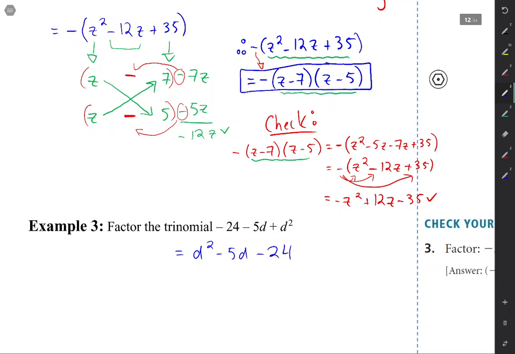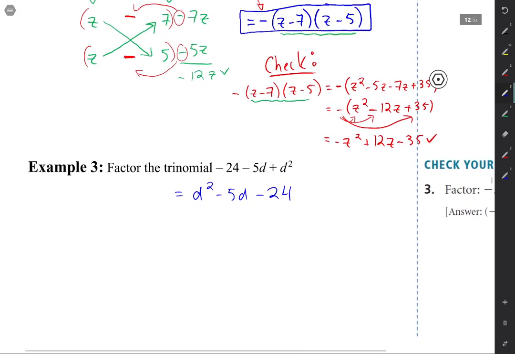So now that we reordered this trinomial in descending order, we are going to use our crisscross method to factor it. So let's first look at the two factors of d squared. Well, the only ones we have would be d times d. And then 24, we have quite a lot of options we can use. I'm going to give you the correct answer, but we could use 1 times 24, we could do 2 times 12, 3 times 8, 6 times 4. There's a lot of options, but I'm going to use the one that works so you can see how this is done.